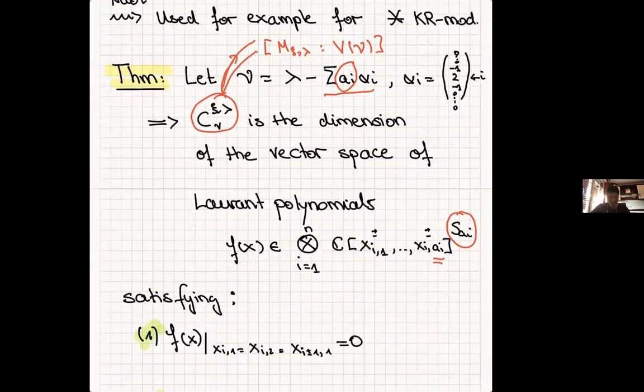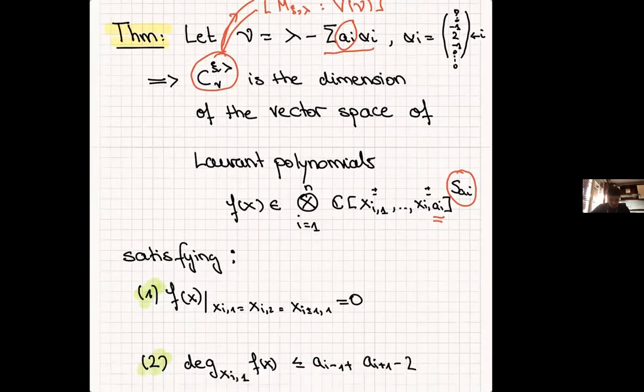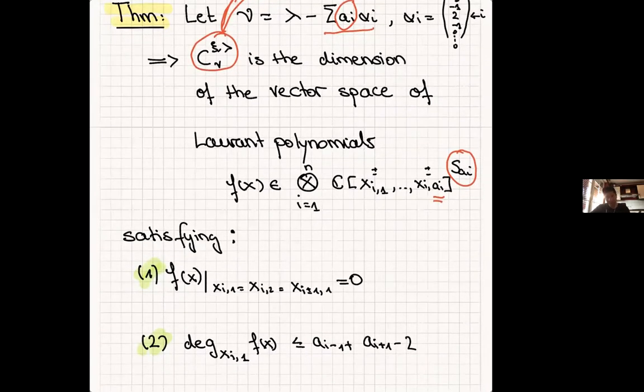So the first property is just you take all Laurent polynomials, and when you do this evaluation, xi1 equal to xi2 equal to xi plus minus 1, 1, then this polynomial should vanish. The second property is a degree bound. So you want that the polynomials are bounded by this number. So the degree in xi1 is smaller or equal to that. Well, it's enough to require 1 because we know they're symmetric.